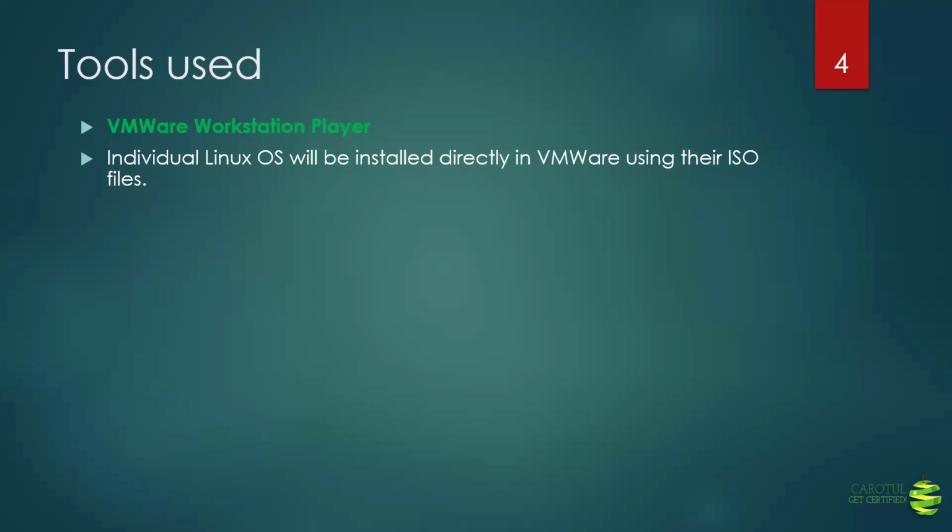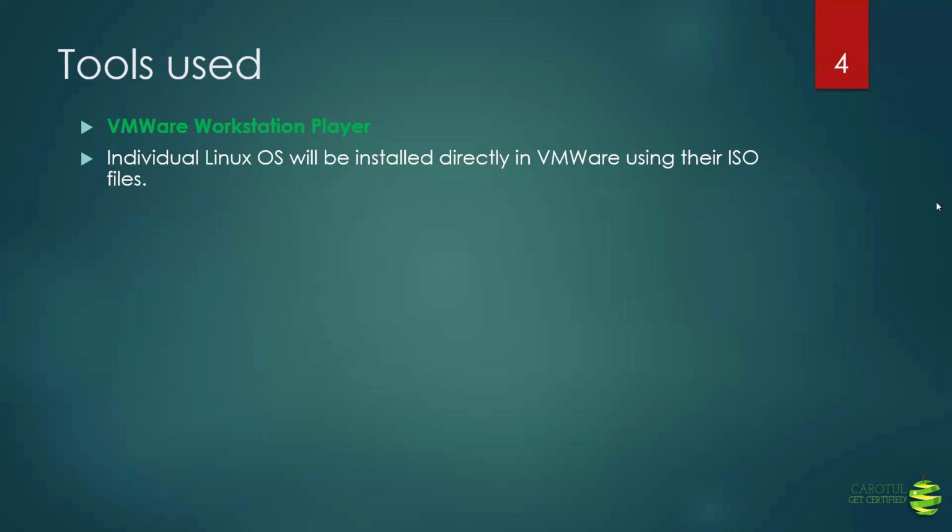So unlike other classes where I provide an OVA, where you can import it and you get everything working, we want to learn installation as well, which will be one of the important topics of this class. We are going to download the ISO files from the respective websites of the Linux distribution, and then we are going to install it into the VMware as an operating system, right?